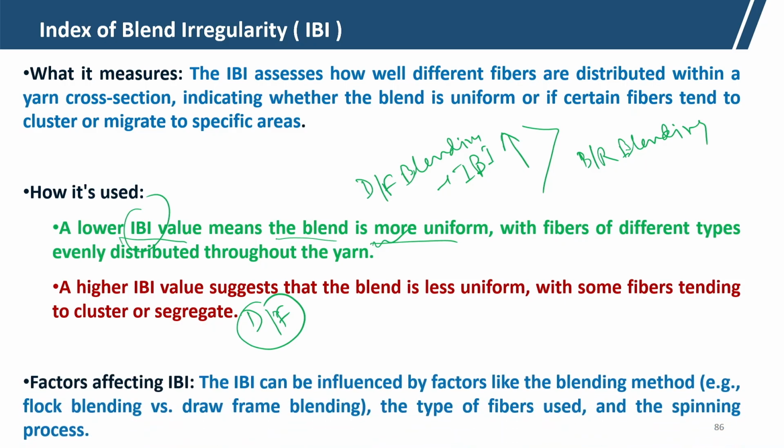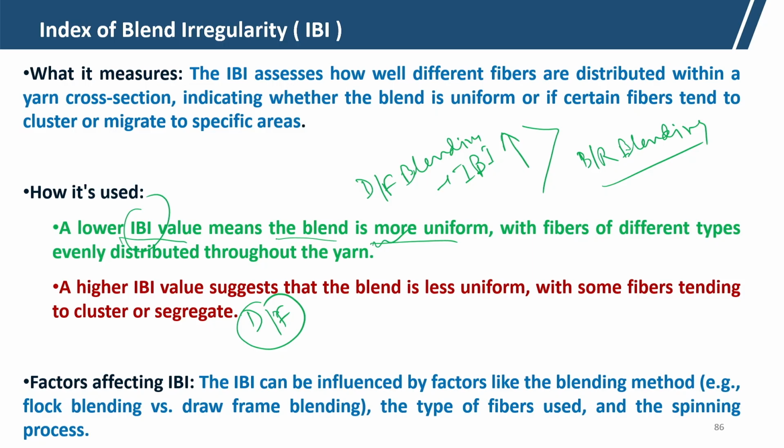So, what are the factors which affect the IBI? IBI can be influenced by many factors, like the blending method. Flock blending versus draw frame blending, as I have already mentioned, flock blending is the blow room blending. Flock blending gives a lower IBI than draw frame blending.